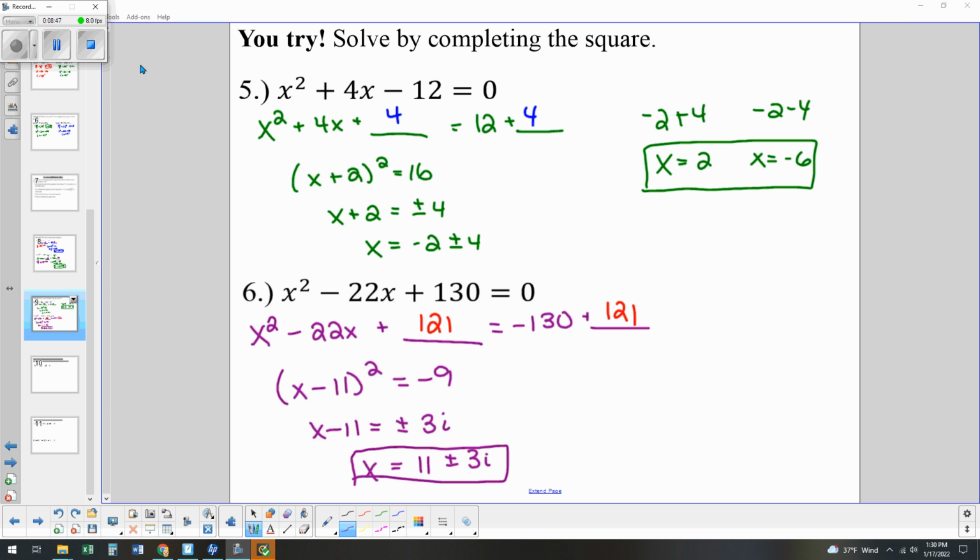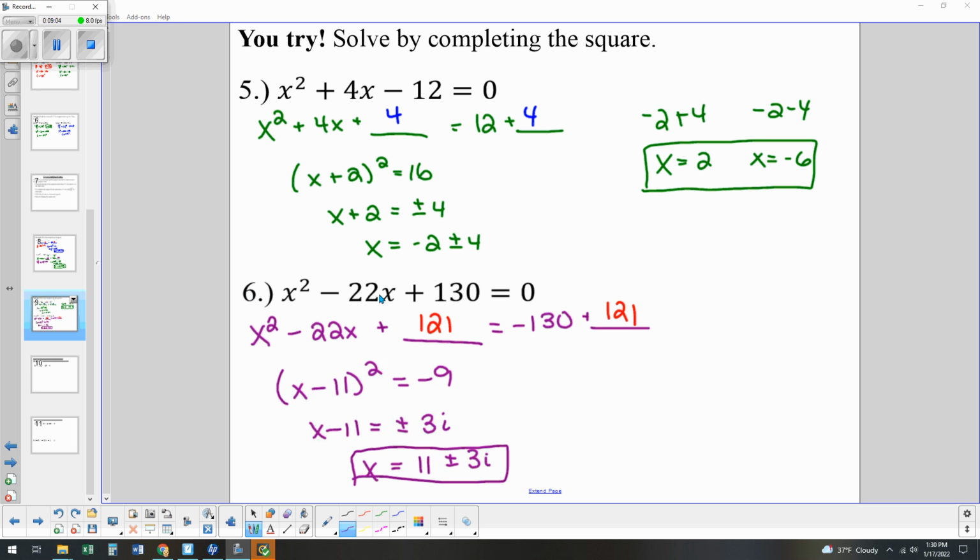All right, so let's check these. Half of 4 is 2, and 2 squared is 4, so that's what we add to both sides. So x plus 2 squared is 16. X plus 2 equals plus or minus 4 when I took the square root of both sides. And that got me to x equaled positive 2 or negative 6.